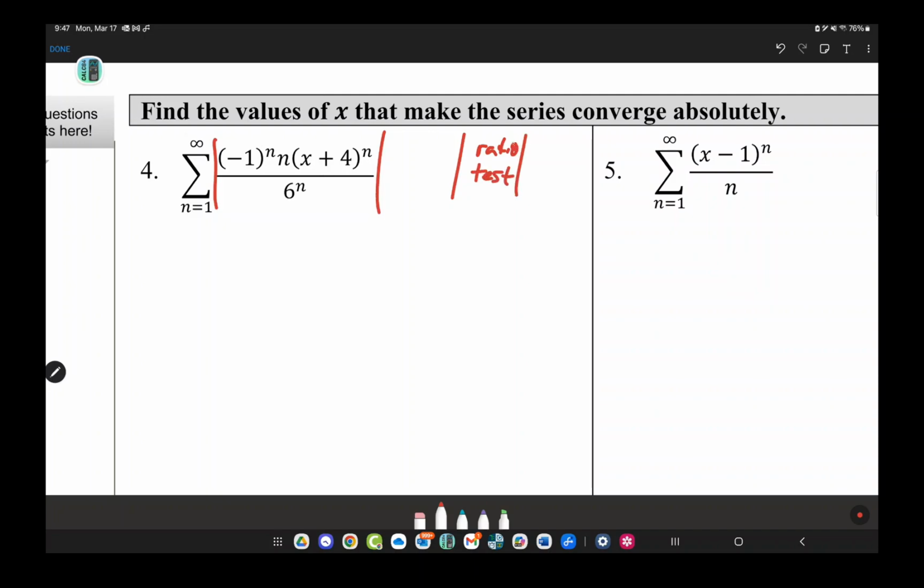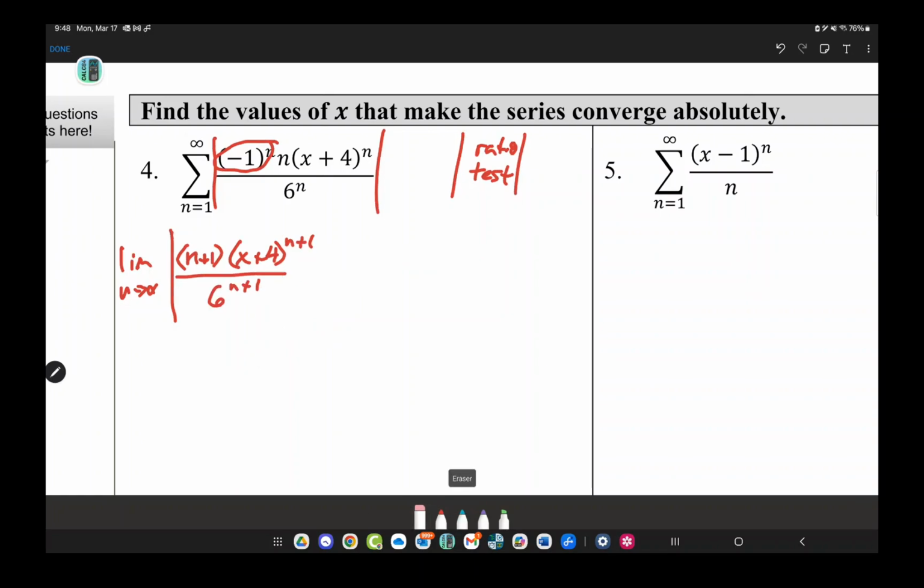All right, so the ratio test. We take the limit as n goes to infinity of the absolute value of. Now again, for the absolute value, what's going to happen to the negative 1 to the n? It's going to go away, so I'm not going to worry about that at all. So n plus 1 times x plus 4 to the n plus 1 over 6 to the n plus 1.